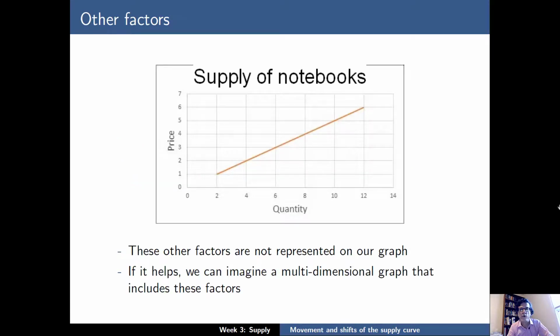These other factors are not represented on our graph. Our graph is simply of price and quantity. None of these other factors come in. While we can think about a multidimensional graph that represents these factors, we can also just think about it this way: if there's a change in price, there's a movement along the supply curve, and if there's a change in any of these other factors, it's a shift in the supply curve.